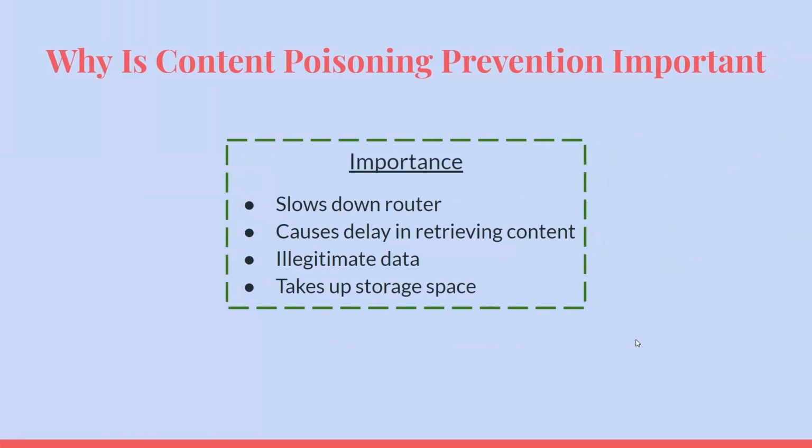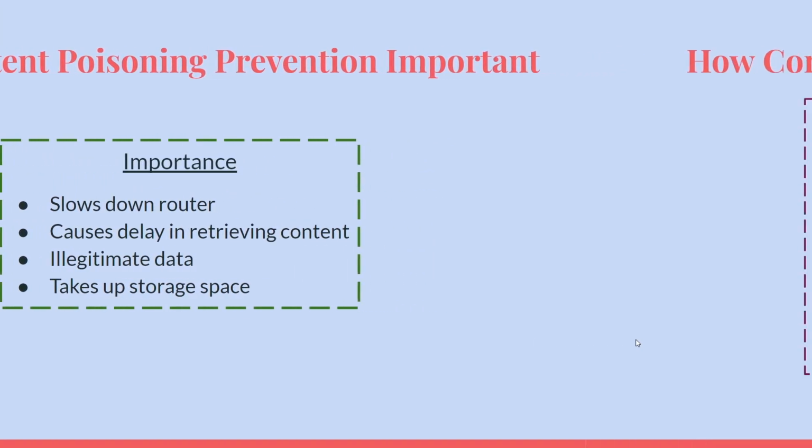Then let's turn to the importance of our project. The attack causes the router to become slower, as it causes delay in retrieving particular data. The legitimate data is sent to those who ask for those particular data packets. Consequently, it causes serious concerns for all parties involved, from the users to the producers. Finally, it makes the router slower as it takes up storage space and the corrupted data stays in the cache of the content store, causing it to become slower.